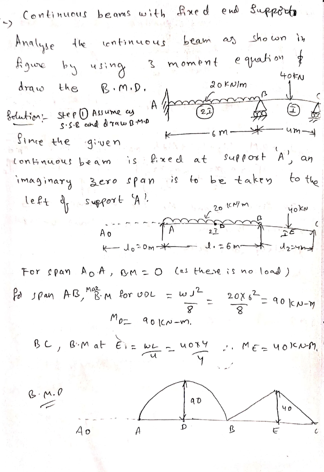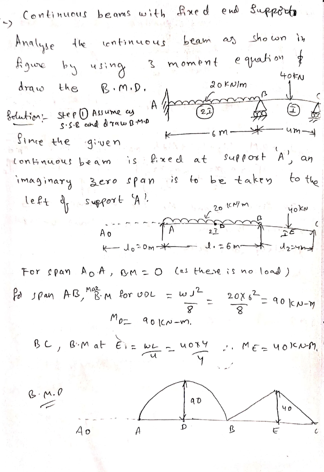Now, in the analysis of continuous beams, the first step is to assume a simply supported beam and draw the bending moment diagram. So assume the given beam as a simply supported beam, which means remove the fixed support A and put a simple support, and at B and C they are already simply supported. So convert it into a simply supported continuous beam and draw the BMD. This is the first step.